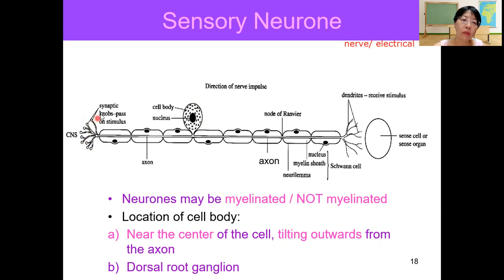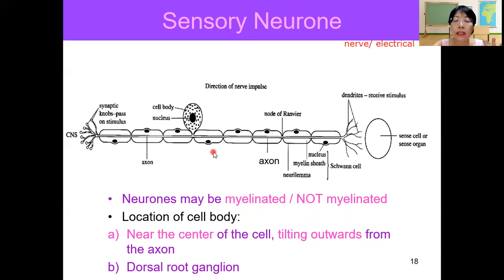That's why these knobs are called the synaptic knob, meaning the knob that is located in the synapse. Synapse is the junction between two neurons. So it's called the synaptic knob. Neurons may be myelinated or not myelinated. Myelinated means that it is covered by myelin sheath.